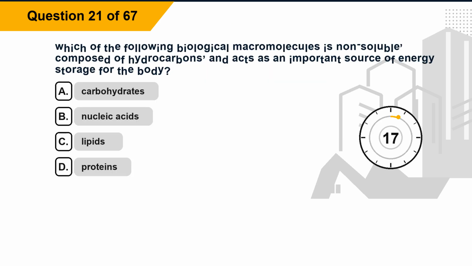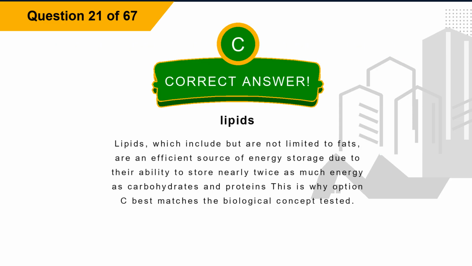Question 21. Which of the following biological macromolecules is non-soluble, composed of hydrocarbons, and acts as an important source of energy storage for the body? Option A, carbohydrates. Option B, nucleic acids. Option C, lipids. Option D, proteins. The correct answer is option C, lipids. Explanation: Lipids, which include but are not limited to fats, are an efficient source of energy storage due to their ability to store nearly twice as much energy as carbohydrates and proteins. This is why option C best matches the biological concept tested.